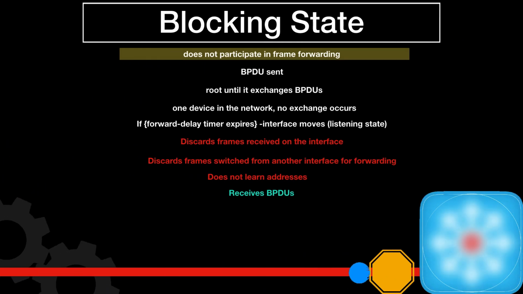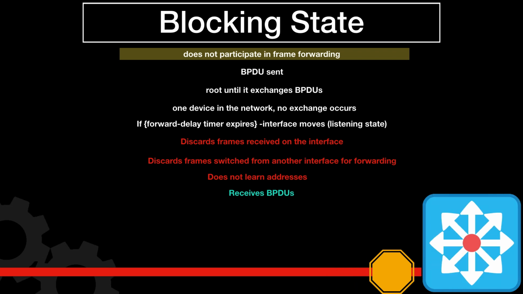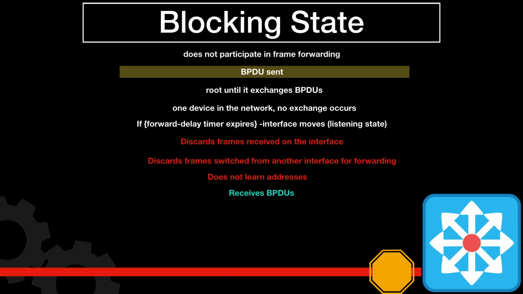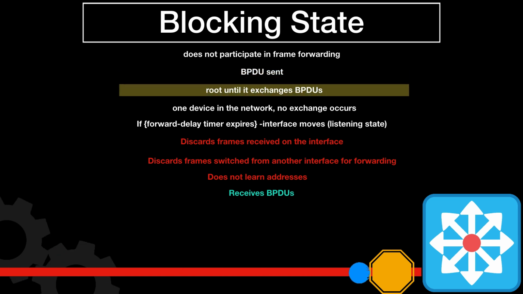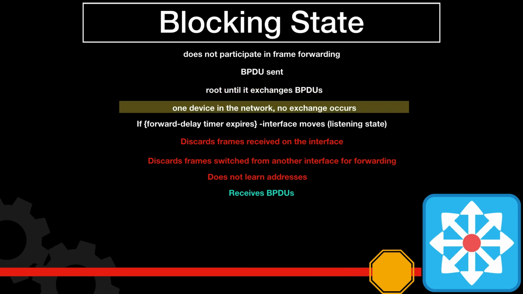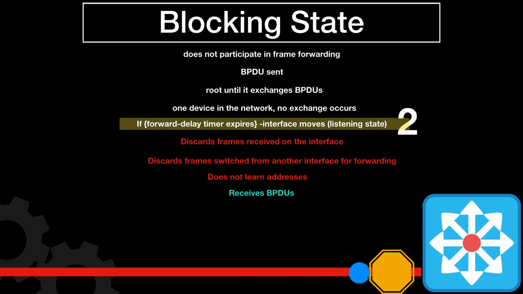Blocking state. A Layer 2 interface in the blocking state does not participate in frame forwarding. After initialization, a BPDU is sent to each device interface. A device initially functions as the root until it exchanges BPDUs with other devices. This exchange establishes which device in the network is the root device. If there is only one device in the network, no exchange occurs, the forward delay timer expires, and the interface moves to the listening state.